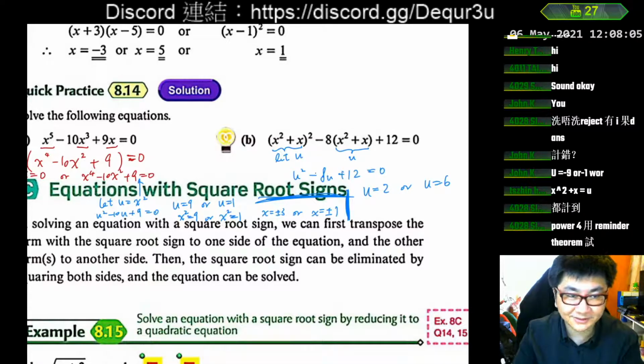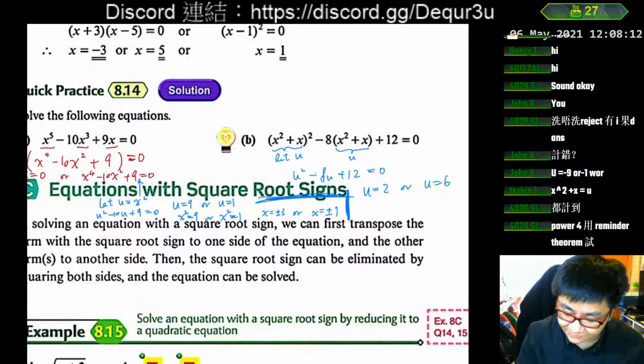Okay, then u equal to 2 or u equal to 6, and also remember don't just stop here because the u is introduced by us, and we want to find x. The question asks you to solve for x, therefore change back to x. Then it will be x squared plus x equal to 2, or x squared plus x equal to 6.